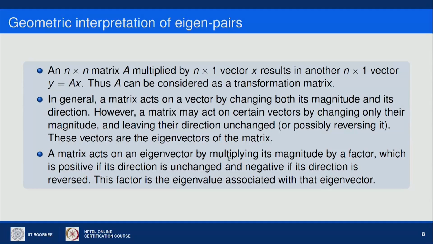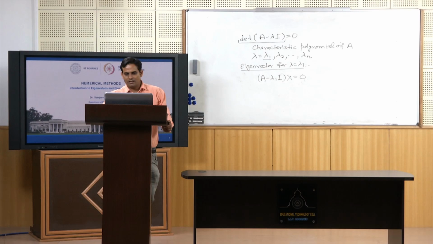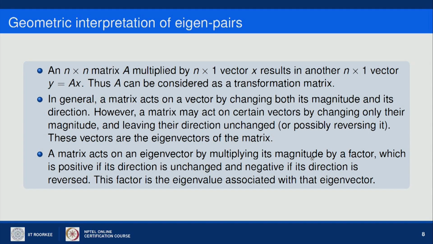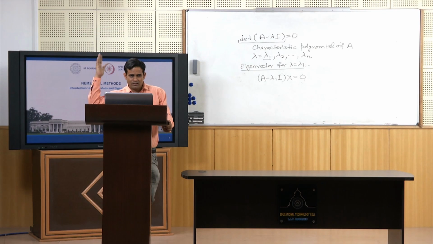So, in this way we can take out the eigenvectors of a matrix from the set of vectors. A matrix acts on an eigenvector by multiplying its magnitude by a factor, which is positive if its direction is unchanged and negative if its direction is reversed. This factor is the eigenvalue associated with that eigenvector. So, you can see A x equals lambda x: A is acting on x and we are getting lambda x. What is lambda? Lambda is just a scalar.